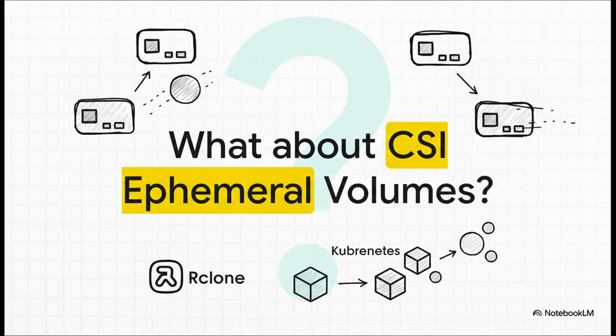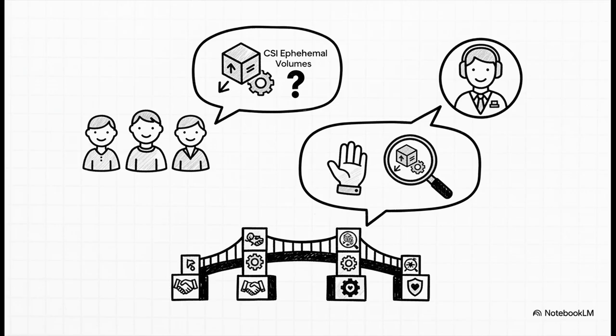So, one of the first really sharp technical questions that came up was about CSI ephemeral volumes. Now, this is a more advanced Kubernetes feature that lets you define a volume right inside a pod's spec, which is just perfect for temporary data that lives and dies with the pod. And the creator's response was, well, it was perfect. It was exactly what the community wanted to see.